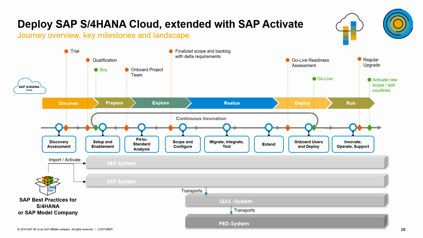With the Extended Edition today, it is a 3-tier landscape system, starting with the exploration system, where you would import your best practices or model company, depending on the approach the customer uses. The customer will also have a quality and production system, with the option of purchasing an additional sandbox system, or if the customer is required or purchases model company, the sandbox system will come automatically.